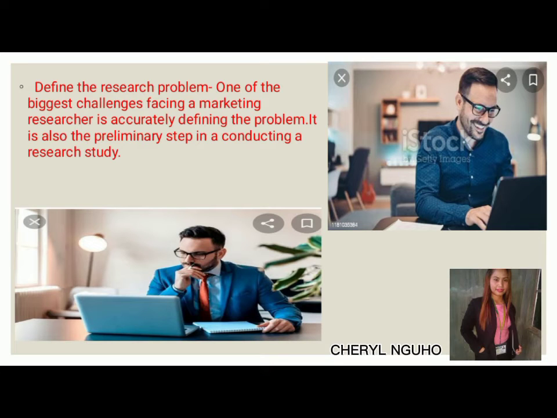Define the research problem. One of the biggest challenges facing a marketing researcher is accurately defining the problem. It is also the preliminary step in conducting a research study. Example, the problem in this community is that it has no hospital. So this leads to a research problem where the need is for a hospital. The objective is to create a hospital.